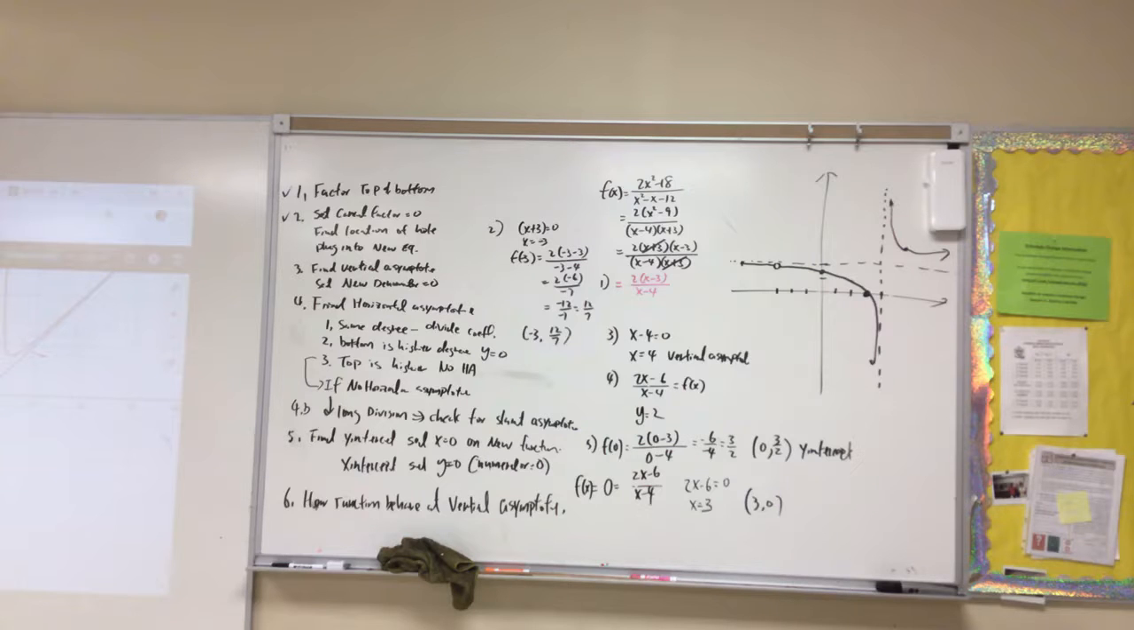For this video, I'm going to do the last step. How do I know they're going down here? How do I know they're going up? Or how do I know this one is going this way? I'm going to plug in a number that's very close to 4 but greater than 4, something like 4.1. So f of 4.1 is 2 times 4.1 minus 3, all over 4.1 minus 4.